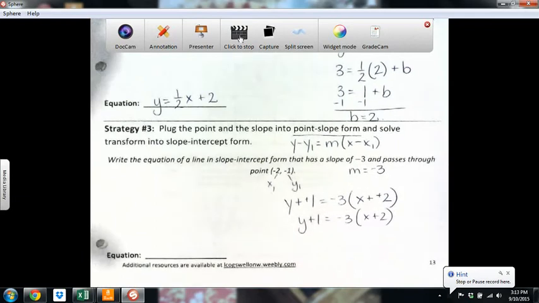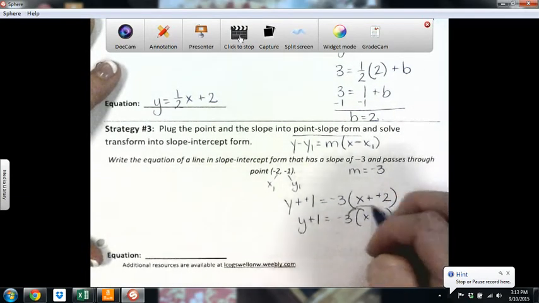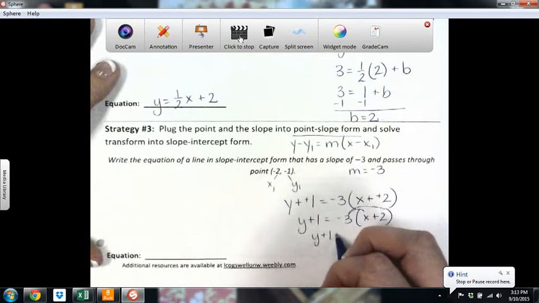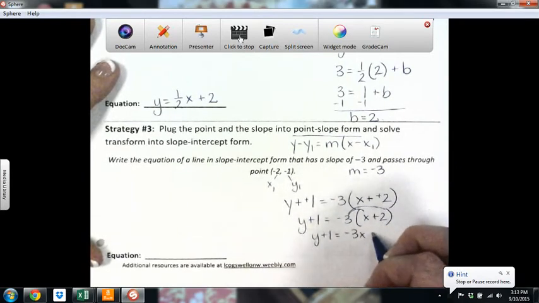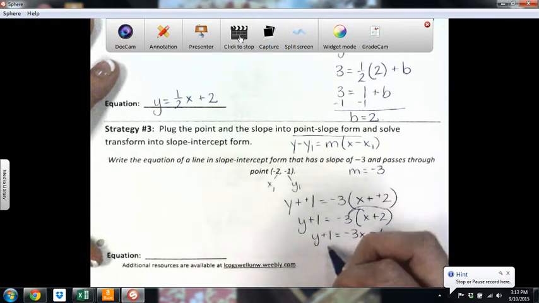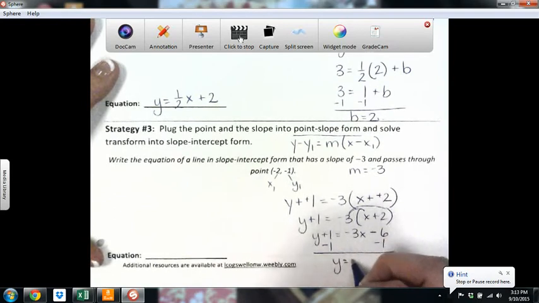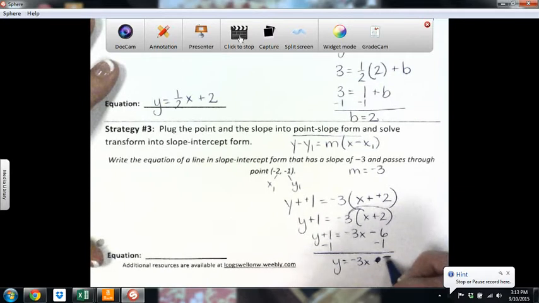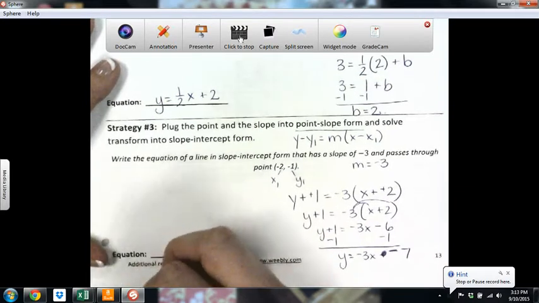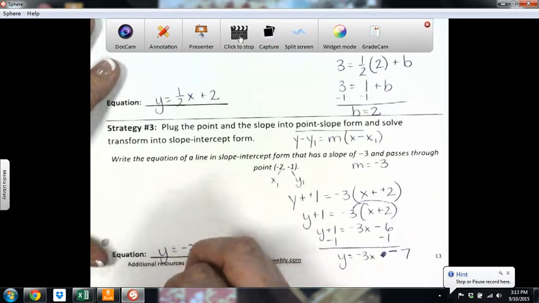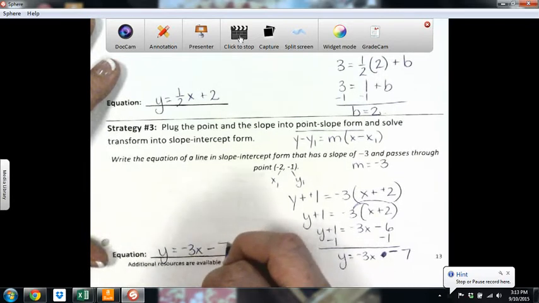If I want to transform this into slope-intercept form, my next step is to distribute. So I'm going to get y plus 1 equals -3x, and -3 times 2 is going to be -6. And then I'm going to subtract 1 from both sides, and I get y equals -3x, I'm sorry, not plus, that's a minus 7. So my equation here is y equals -3x minus 7.